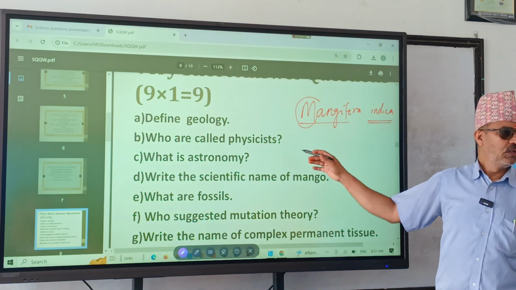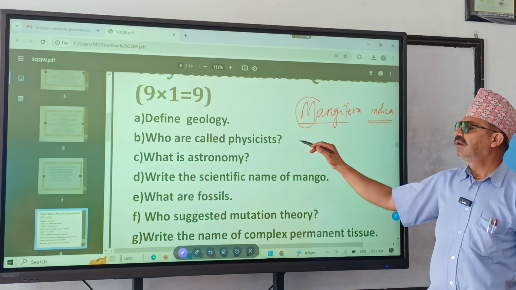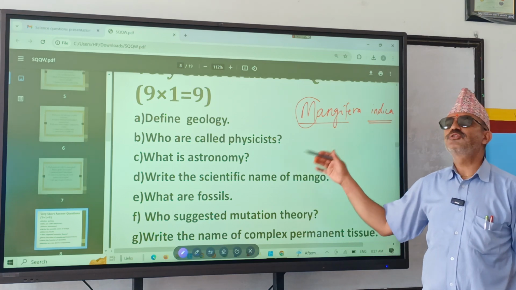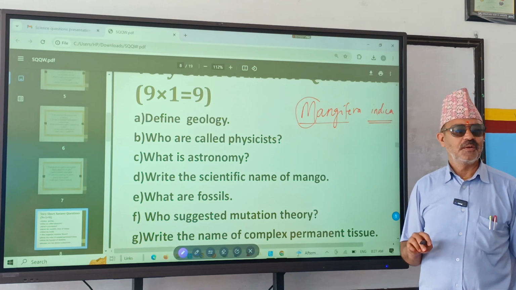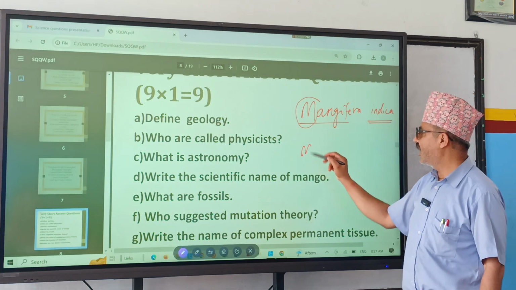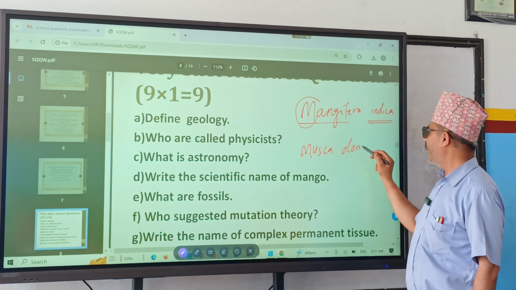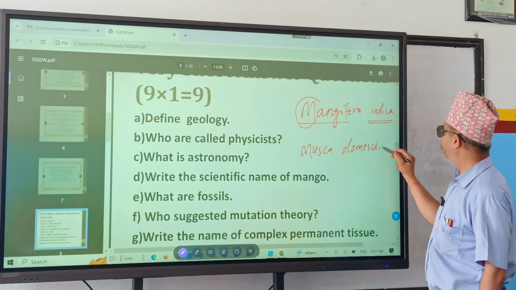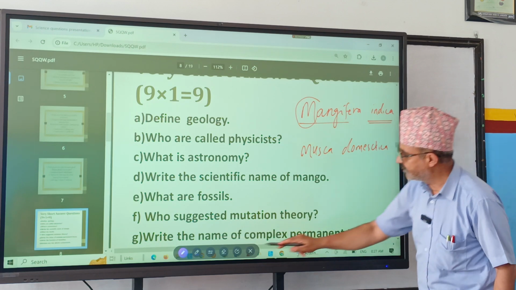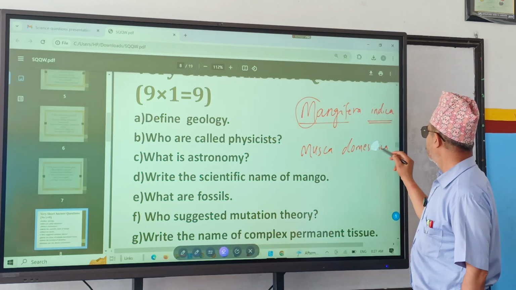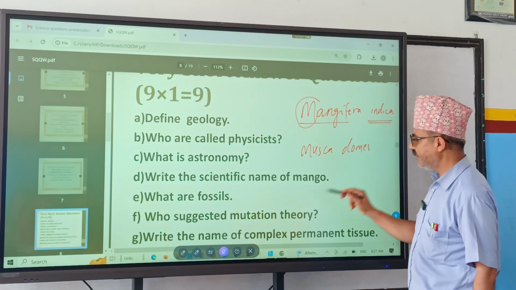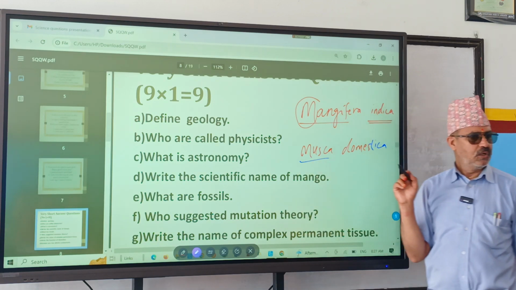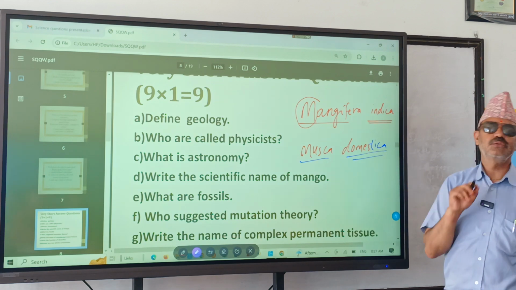If human beings is given, Homo sapiens. If wheat is given, Triticum aestivum. If a house fly is given, Musca domestica. Here should not be a capital letter in domestica. First, only one line. Second, how many? Two. It signifies it.